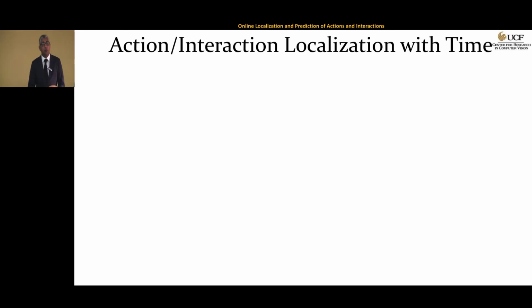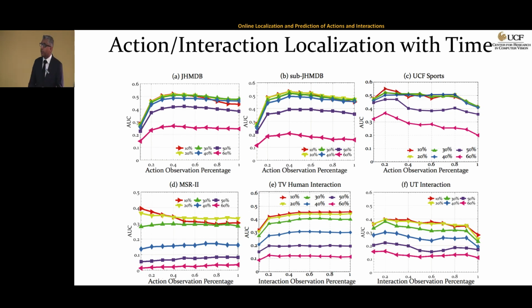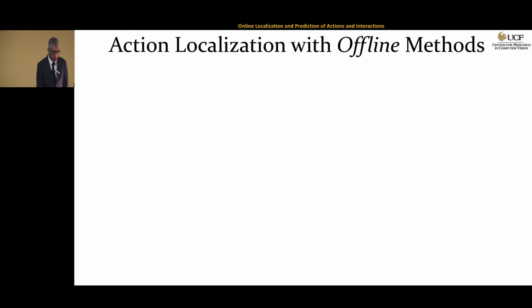Next, we show results on the localization with time. Here we draw AUC, the area under the ROC curve, against the action observation percentage or the interaction observation percentage. Each one of those curves shows the overlap with the ground truth. In the top left, if we observe JHMDB, the red curve shows an overlap of about 60%, which makes it more challenging to detect as compared to when it is localized at only 10% or 20%, which is a higher number. And that's the general trend we observed. The performance drops slightly when we have a higher overlap threshold with the ground truth.